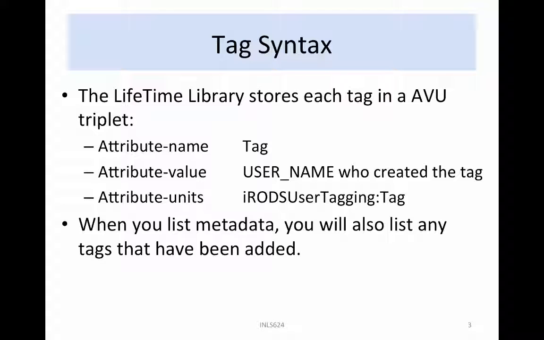The Lifetime library stores each tag in an AVU triplet. The units field is used to specify that the attribute represents a tag. The value field contains the name of the person who created the tag. Thus, attribute name is the tag name. Attribute value is the name of the user who created the tag. Attribute units is iRODS user tagging : tag.